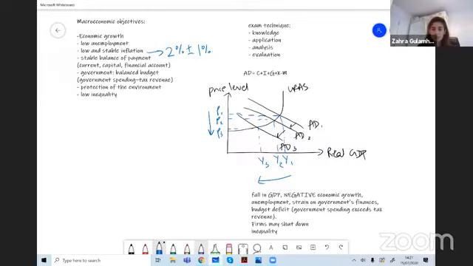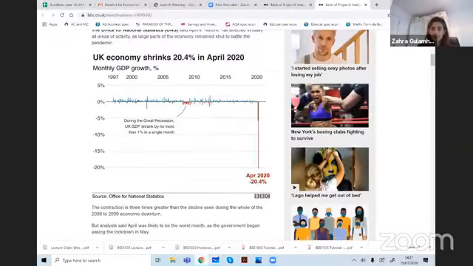I'm going to pull up an article here that we can look at. So that's from the BBC. We've got UK economy shrinks 20.4% in April 2020. Again, very important for you to know how to read your graphs here. If you look here, we've got GDP growth in percentages from 1997 all the way to 2020. And this is when we had the recession. Again, a very important topic in terms of application.